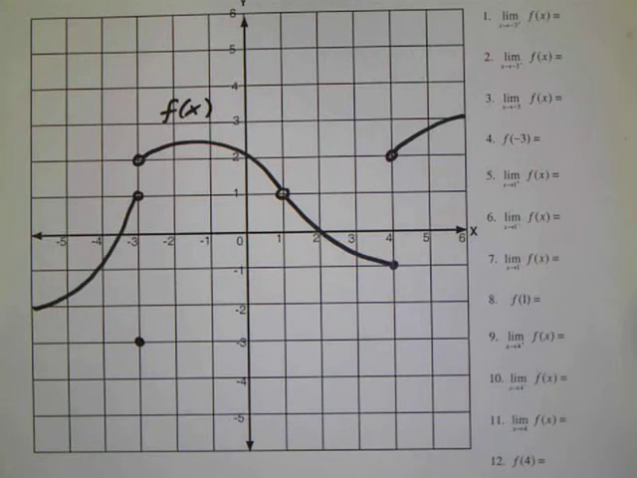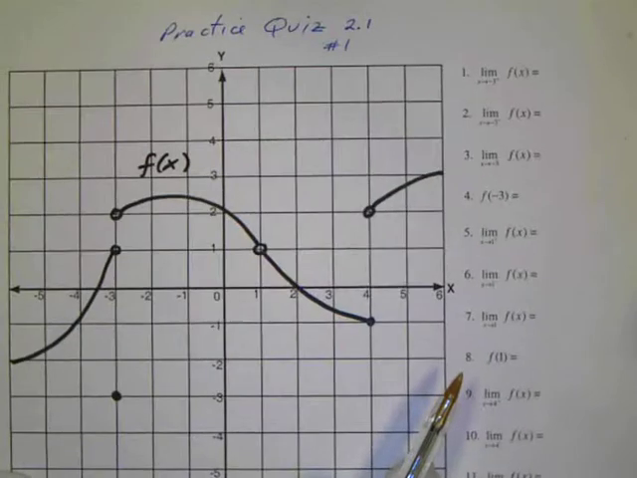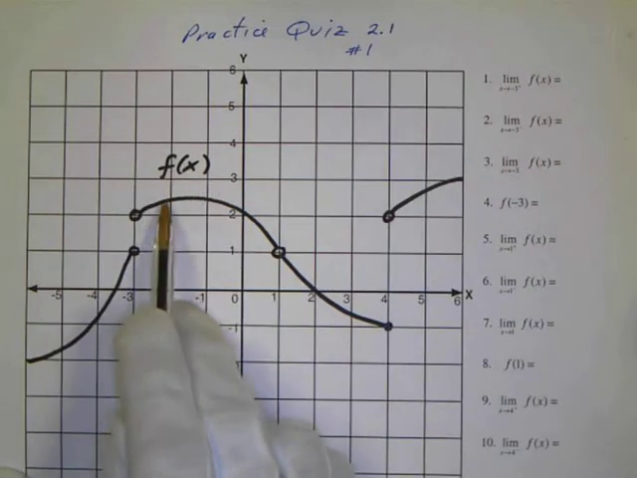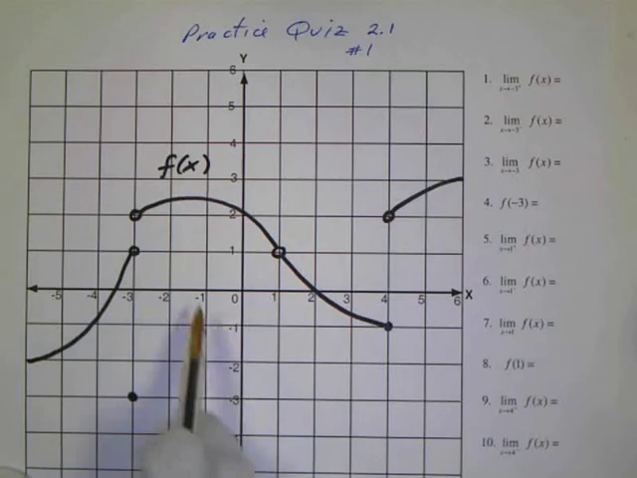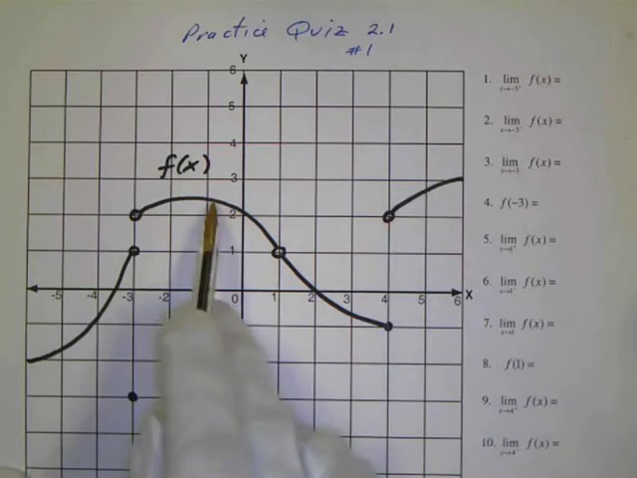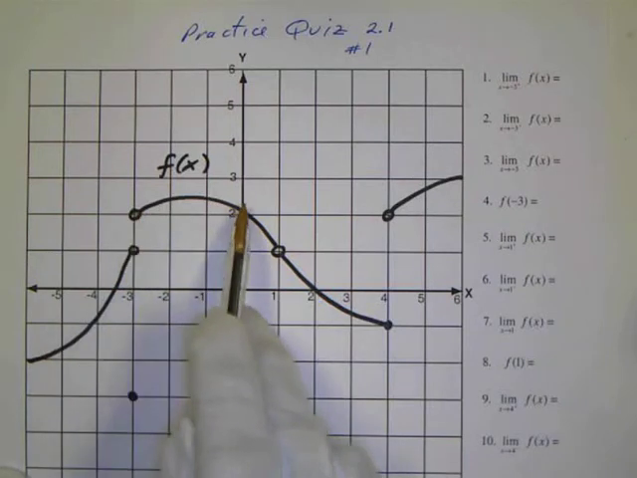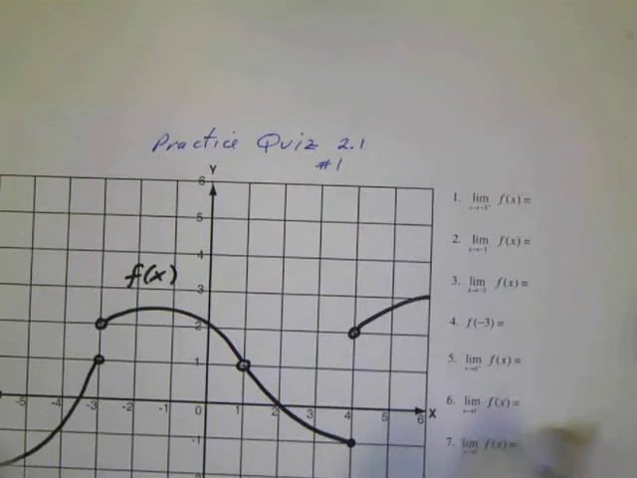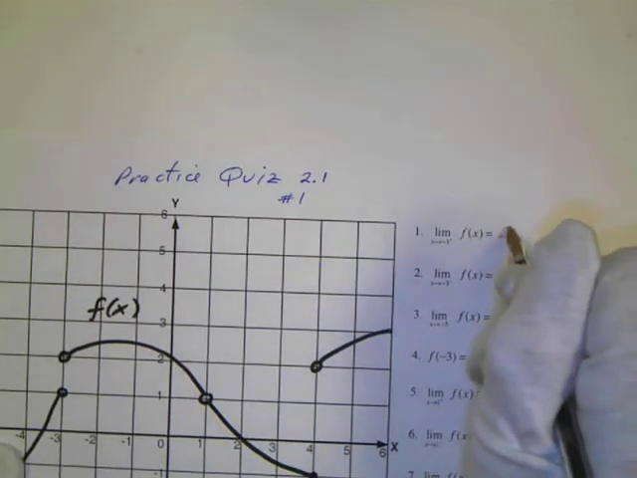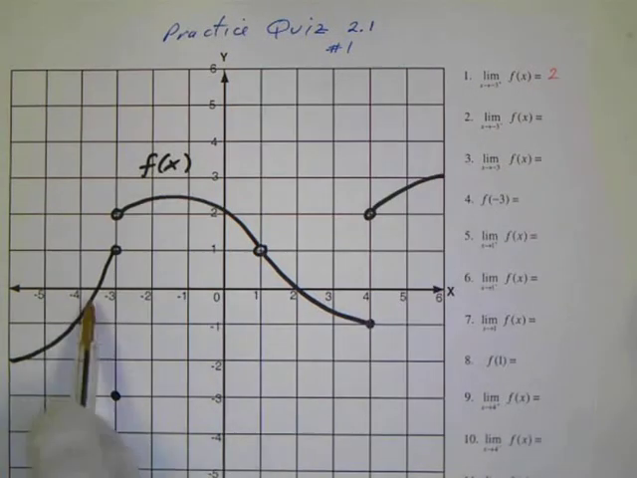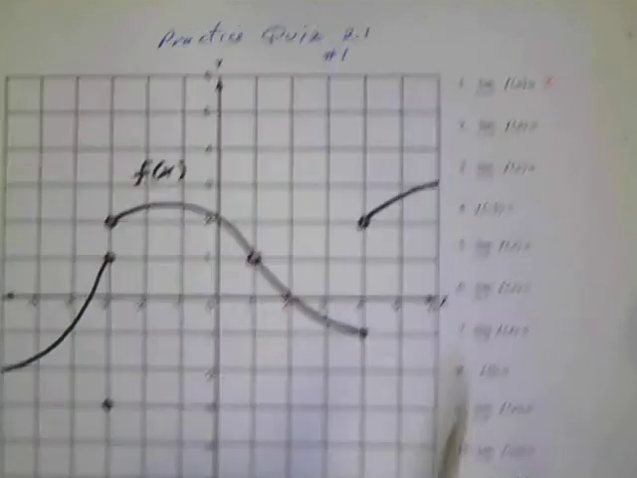Okay, hopefully you've done the quiz and we're back. Let's take a look at this first one. The limit as x approaches -3 from the positive direction, what's my vertical position approaching? It's approaching 2. As x approaches -3 from the right, you can see how my height is going down. It's approaching 2. So the first answer should be 2. The second one, as x approaches -3 from the left, it looks like I'm approaching a vertical position of 1.